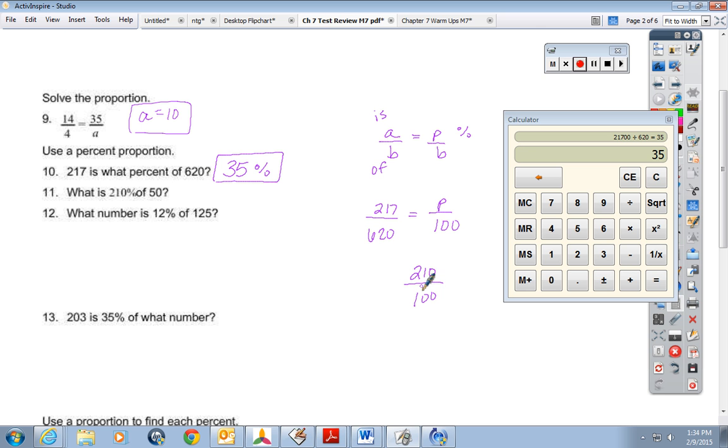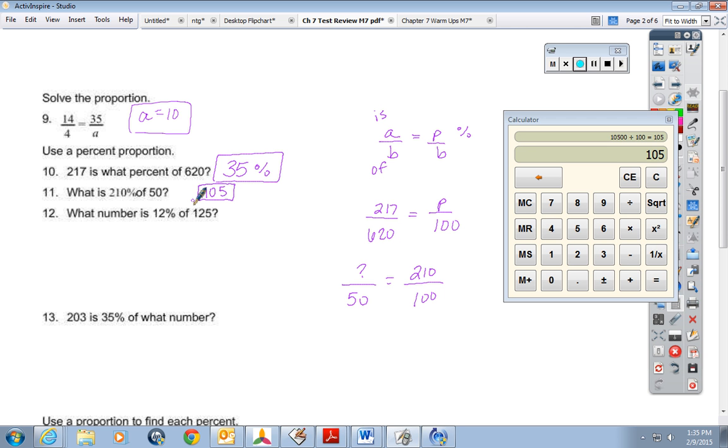then of 50. The number with of is always on the bottom. So we are trying to find is. So we're going to take 210 times 50 and divide by 100, and we get 105. If you did include the percent sign, that is wrong.